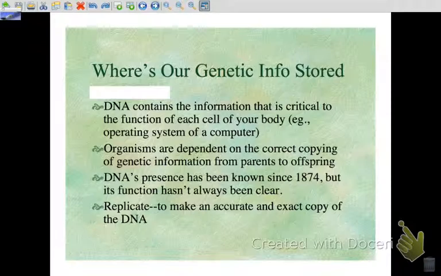We need this genetic material because we need to be able to pass it on to our offspring, and we need to be able to create new cells. What are the two types of cell division? Jamie? Mitosis and meiosis. Very good. She said mitosis and meiosis.